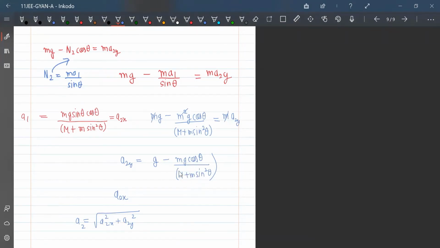इसको और solve कर सकते हैं. Sin square theta minus cos theta. ठीक है, we can leave it like that. So हमारा a1 आ गया, a2y आ गया, a2y और a2x मिला के we can find out the value of a2. So like this we can solve. So numerical values दी होती है तो ये solve करना और easy होता.